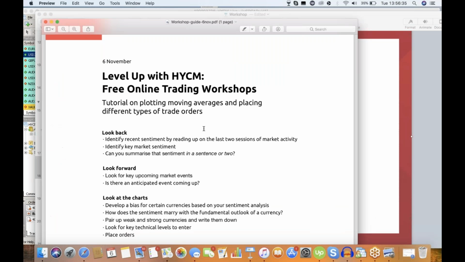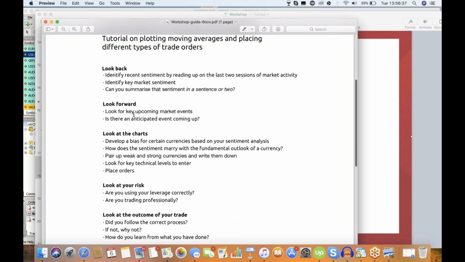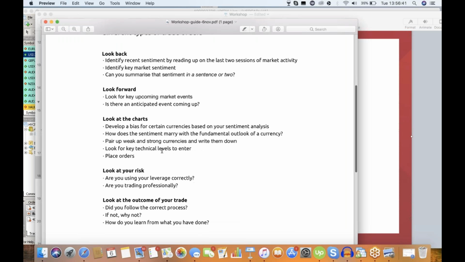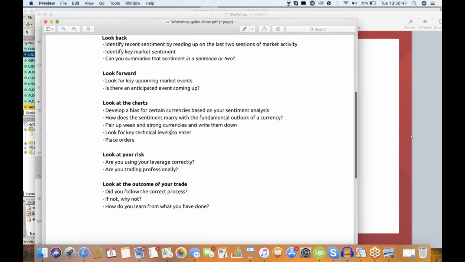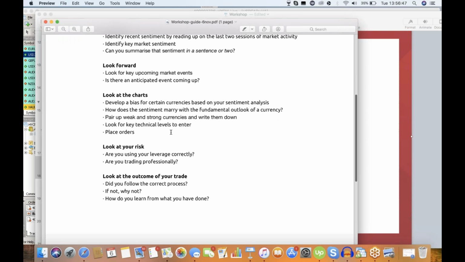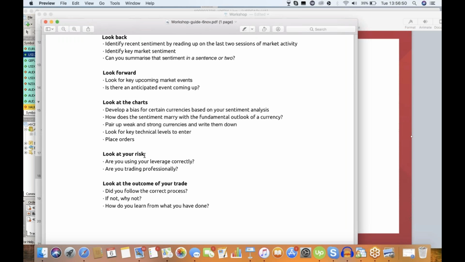So we've looked back, we've looked forward, we've looked at the charts, we've done that as we've gone along. We've looked for key technical places to enter, placed orders, we've developed our bias. We've looked at our risk. So the event risk is the US midterm elections, and we've decided we want to pull out before they're released. If you're trading the midterm election, we recognize what the tradable events are: if both houses fall to the Democrats, that will be a blow for the Republicans, and that will be US dollar bearish and equities bearish.